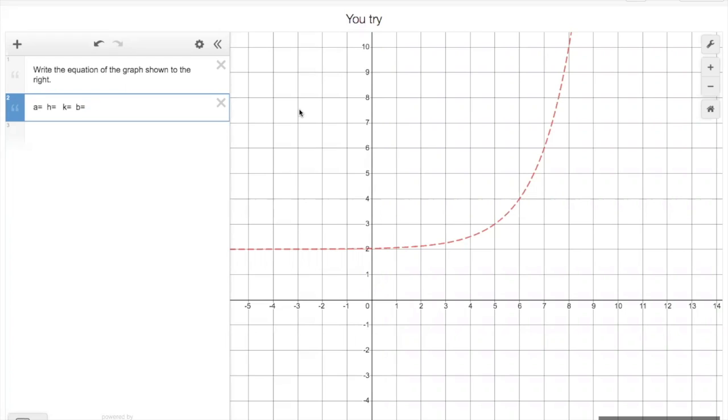So we need to find A, H, K, and B every time we do these, right? That's what we're filling in when we're writing our equation. Y equals A times B to the power of (x minus H) plus K. So these are all the variables we need to define.